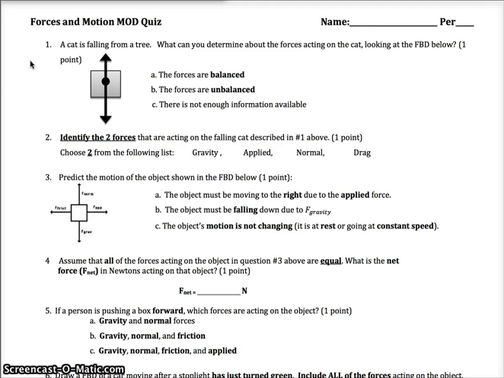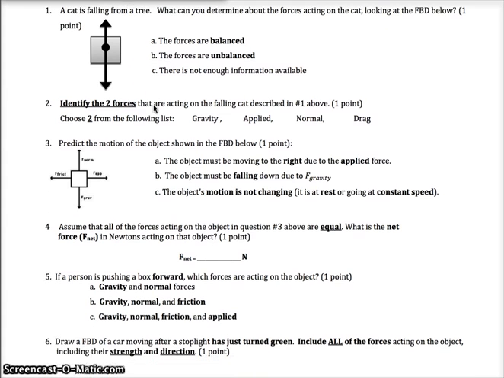Number 1. A cat is falling from a tree. What can you determine about the forces acting on the cat, looking at the free body diagram below? A, the forces are balanced? B, the forces are unbalanced? Or C, there's not enough information available? So they're asking you to look at these arrows and determine if A, the forces are balanced, B, the forces are unbalanced, or C, there's not enough information available.